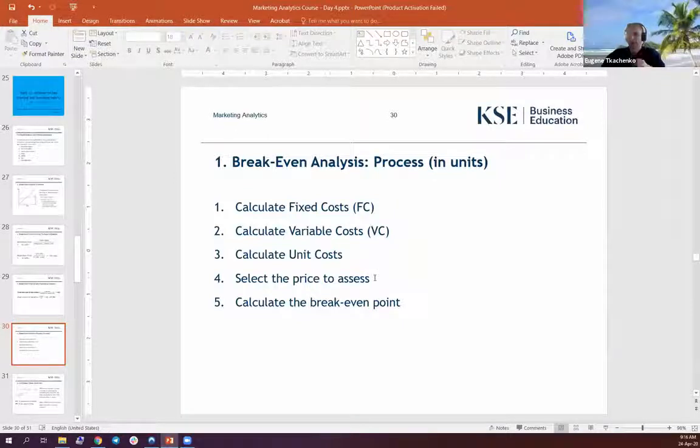Then you're selecting the price to assess. For example, you're assuming that because of the variable costs, the right price may be $15 per unit. Then you're running the break-even analysis and you're seeing that it's not a sufficient price because it doesn't cover your expenses at all, or it's a very hard number to achieve. So automatically you will try to change the price: if $15 wasn't sufficient, maybe I can change it to $17, and then you will assess $17 as your point.